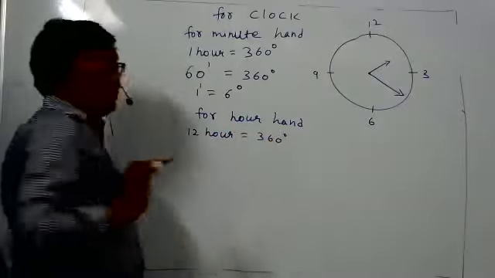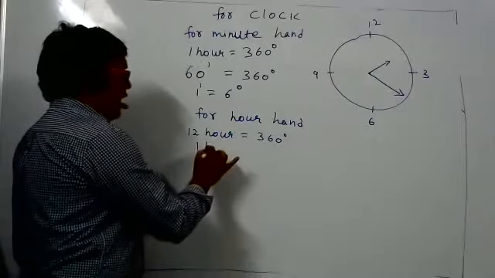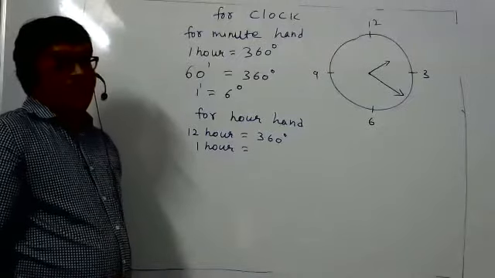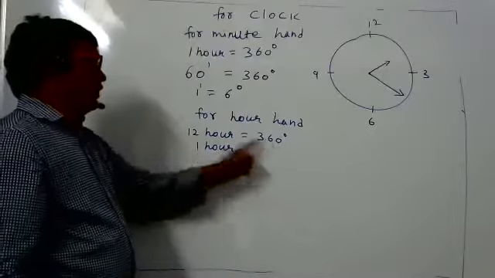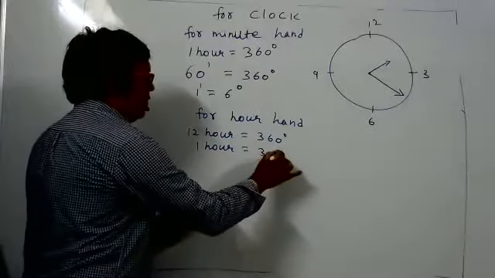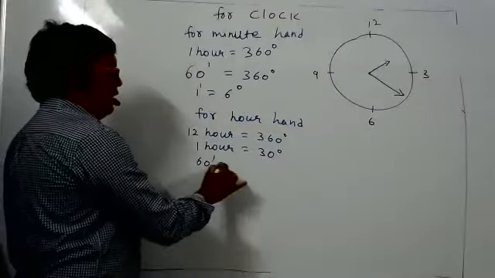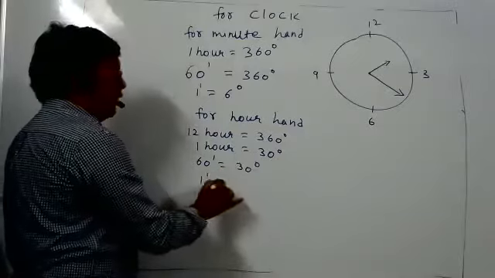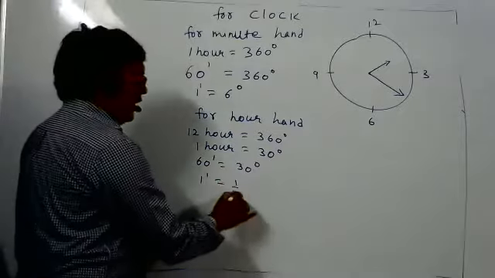Anybody has doubt in this? No, sir. In 1 hour, the hour hand will rotate by how many degrees? By the unitary method, 12 hours is 360 degrees, so 1 hour means 360 by 12, that is 30 degrees. 1 hour is the same as 60 minutes, so in 60 minutes it will rotate by 30 degrees. In 1 minute, the hour hand will rotate by how much degree? Half a degree.